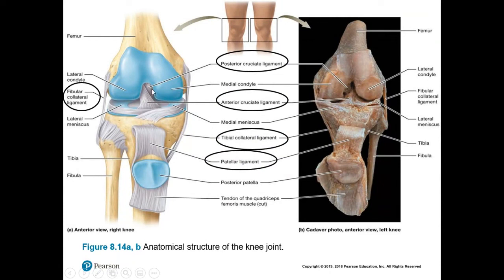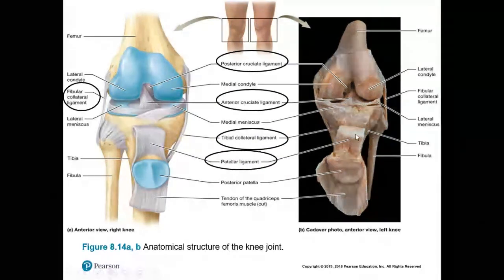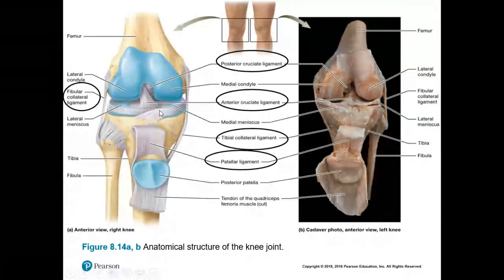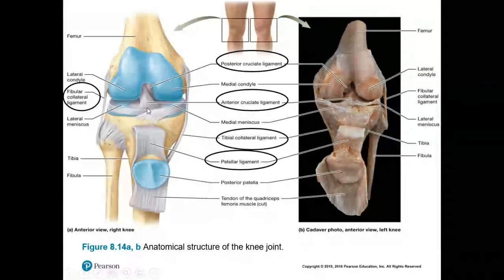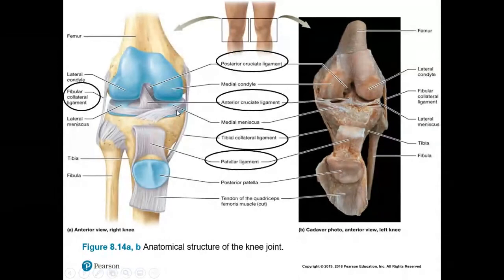Okay, so anterior and posterior cruciate ligaments. Another ligament right here is the meniscus. So the meniscus, we're looking at it right there. I didn't circle it for whatever reason, but the meniscus is a very important structure that circumducts this joint to help in stabilizing.